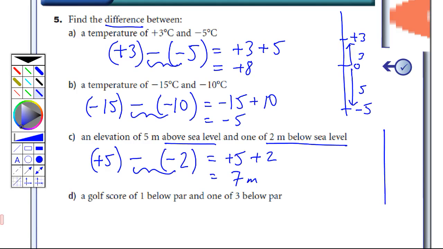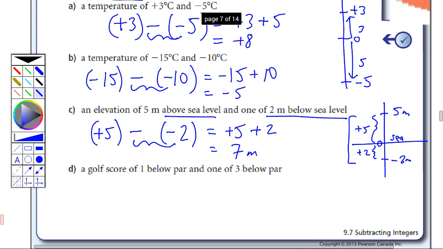If we draw this, and let's say this is sea level here, which is 0, and we had one elevation at 5 meters, and one was negative 2 meters, well, the difference between 0 and 5 is plus 5, and the difference between 0 and minus 2 is also plus 2. So it's 7 meters distance between the two.